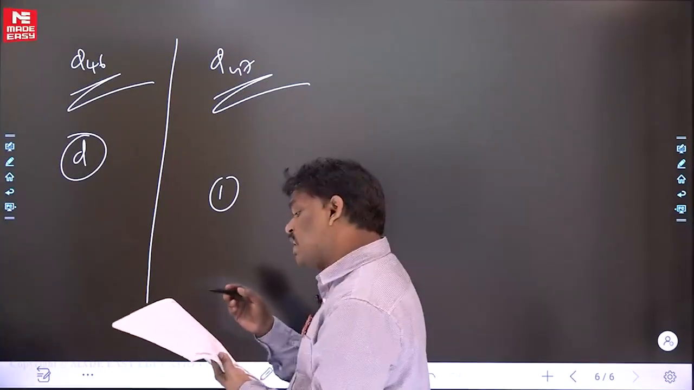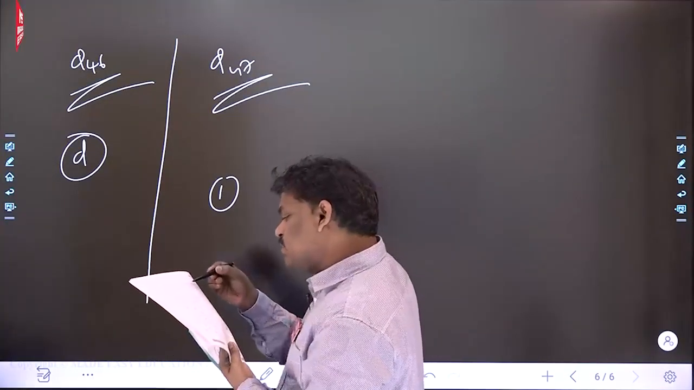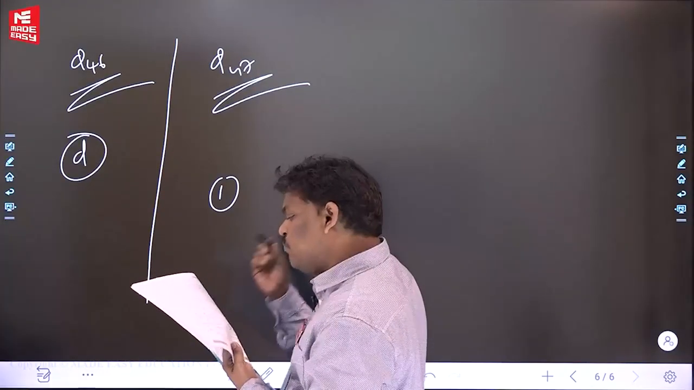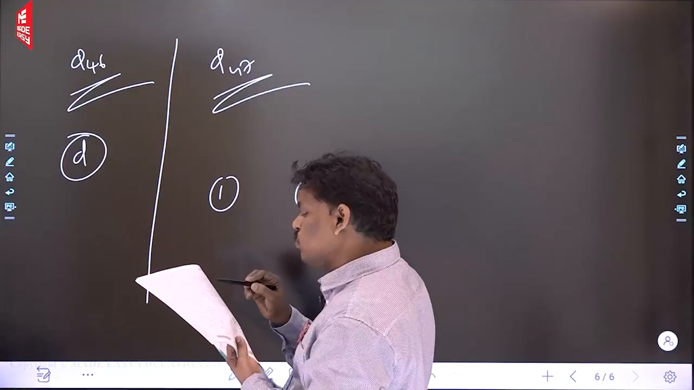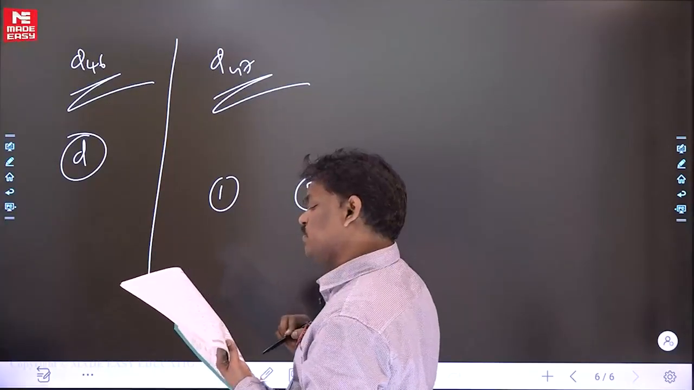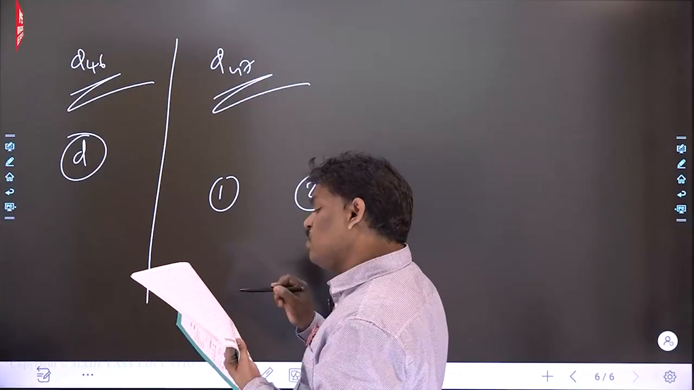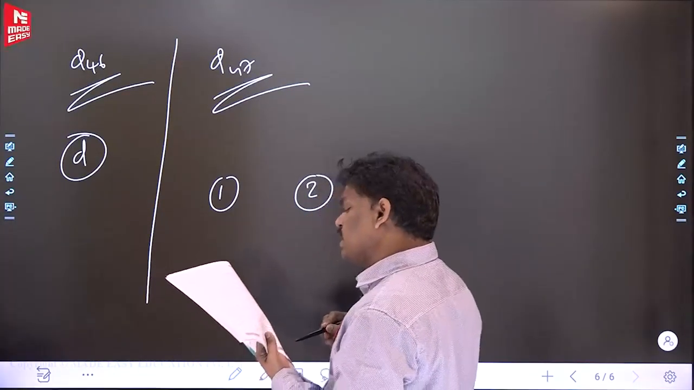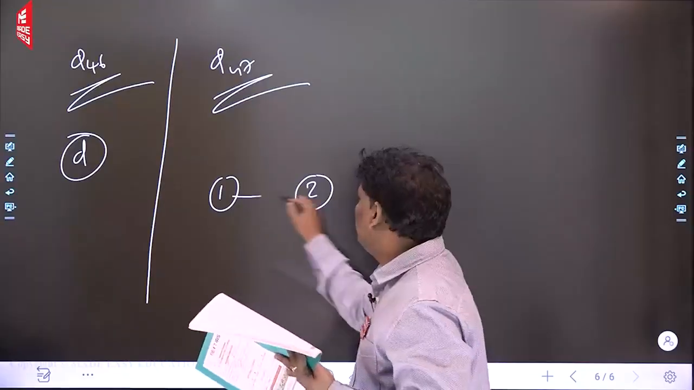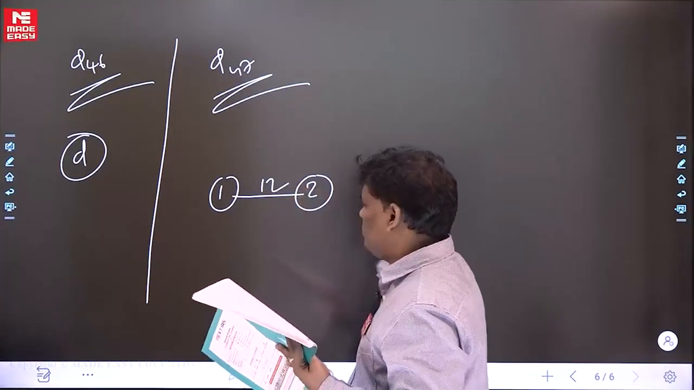1 to 2. See the graph and talk. Because the vertices are numbered 0, 1, 2, 3, 4, the first row is 0, the next one is 1. Columns also 0, 1, 2, 3, 4. Rows also 0, 1, 2, 3, 4. Can you help me? 1, 2, 2, what is the answer? Direct answer. 1, 2, 2 is 12. Directly if you go, 12 will come.